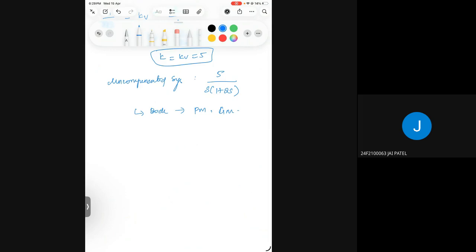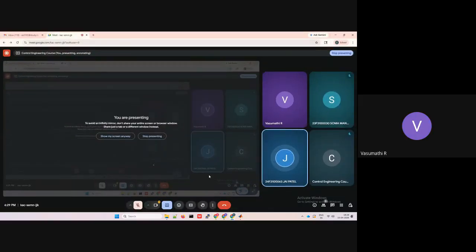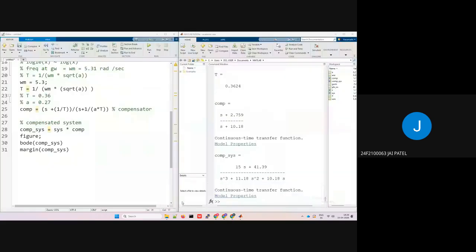After finding the k value and the uncompensated system, we then have to design a Bode of that system, right? Bode for this system. Since you have K, you don't know what K is, right? So your actual system only you have found now. Okay. So for this we have to plot Bode.